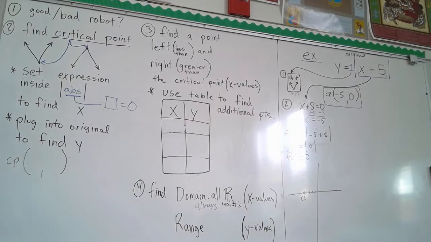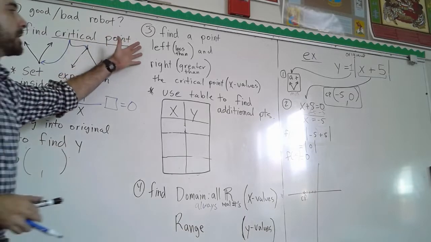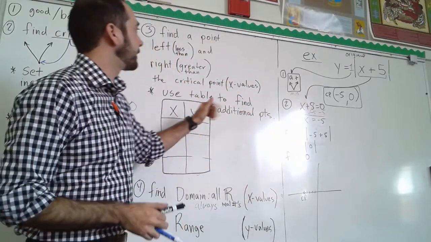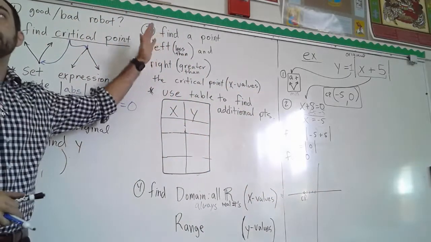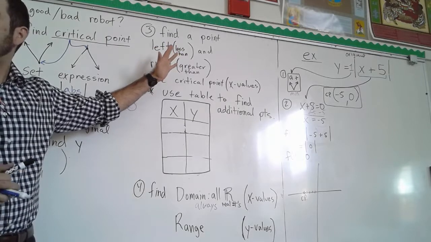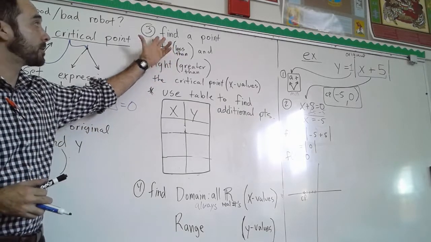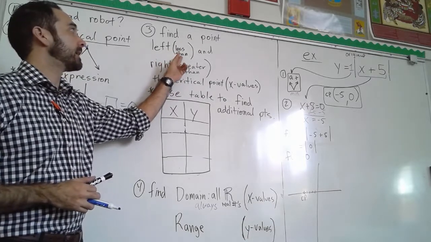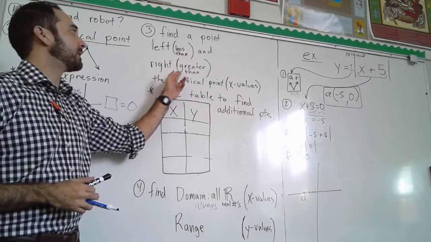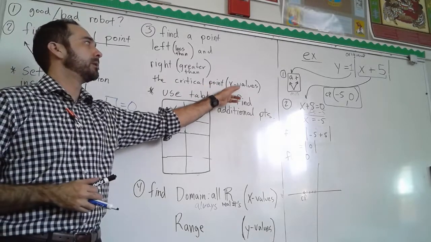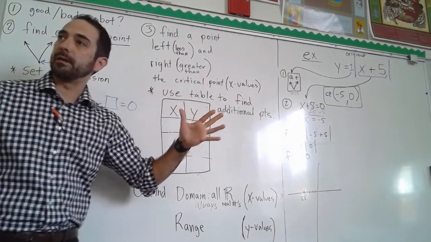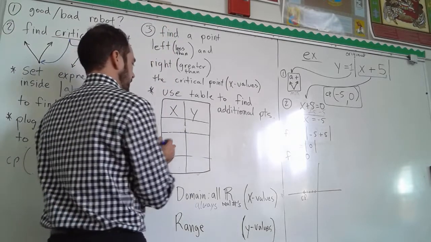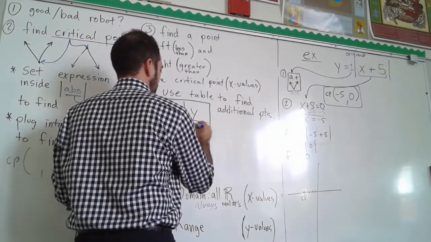So let's look. We have that done. Step 3 now is to find those 2 points, one on each side. What we're going to do is find a point left, which is less than, and right, which is greater than the critical point, as far as finding some x values to plug in. We found our critical point was at -5 and 0.